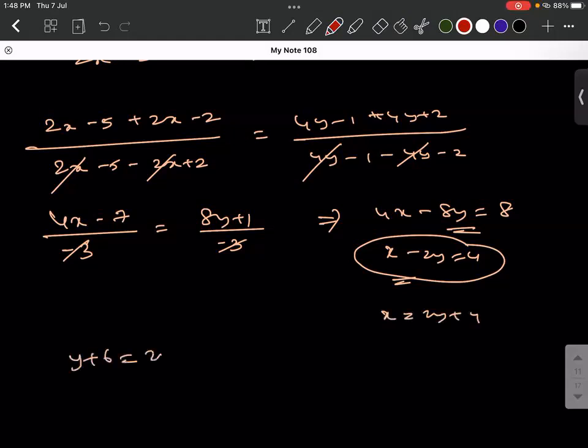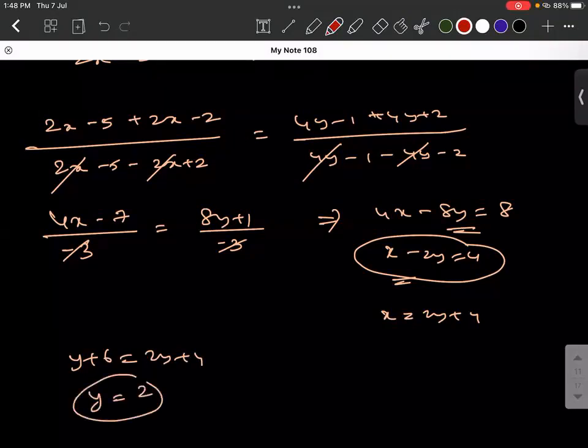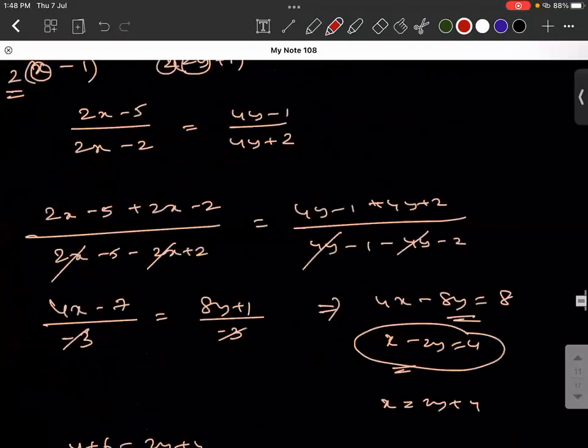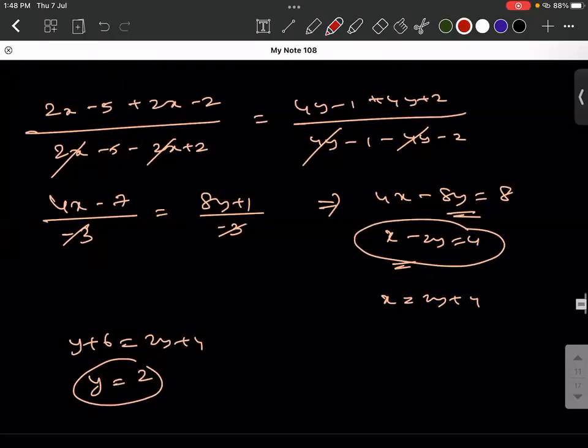So y plus 6 is equal to 2y plus 4. So y will be equal to 2. Is there an option? No. Which two?